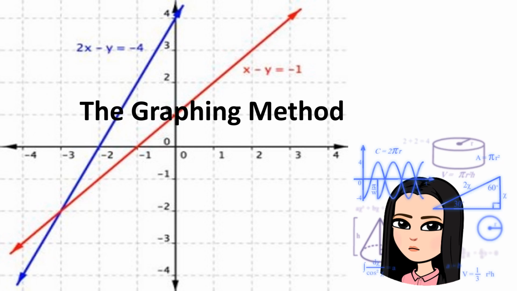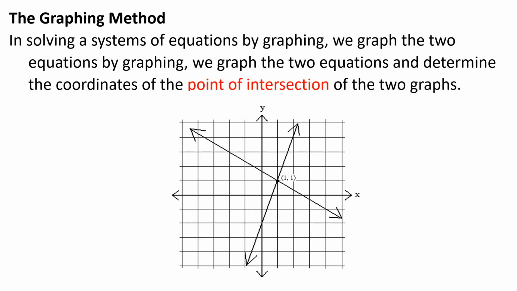Okay, now we will use the graphing method in determining the solution set. In solving a system of equations by graphing, we graph the two equations and determine the coordinates of the point of intersection of the two graphs. So, kung magamit kita graphing method, we graph the two lines and then pangitaon ta kung diin sila nga duwa nag-intersect or nagtabuay. So, kung ang point of intersection, amo na sang aton nga solution set.